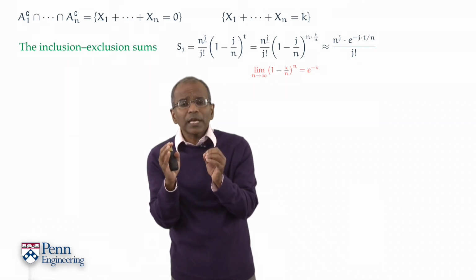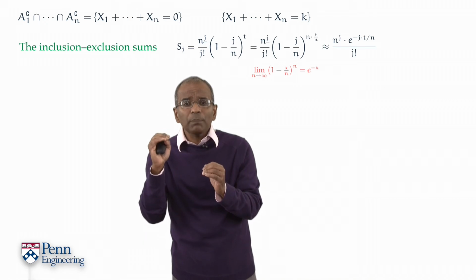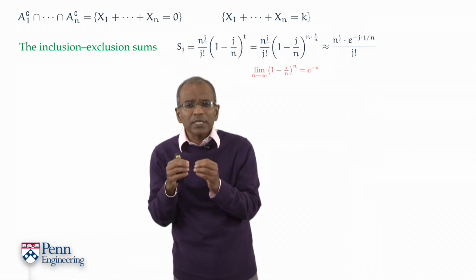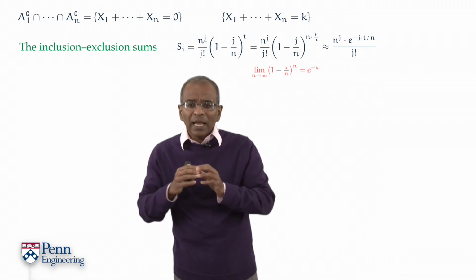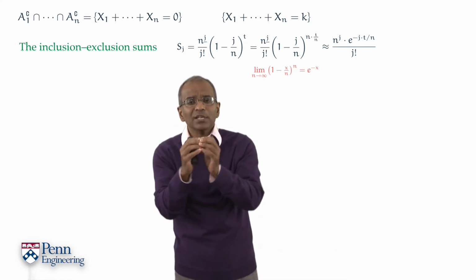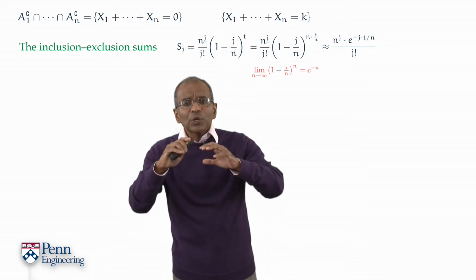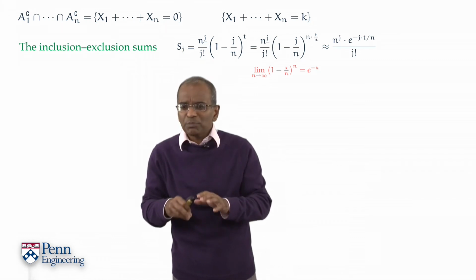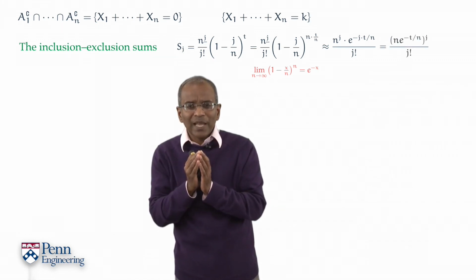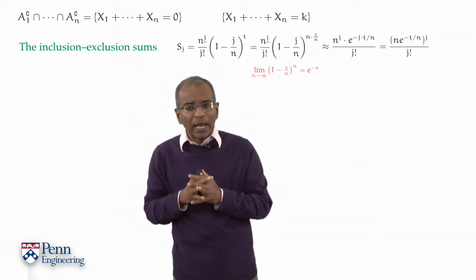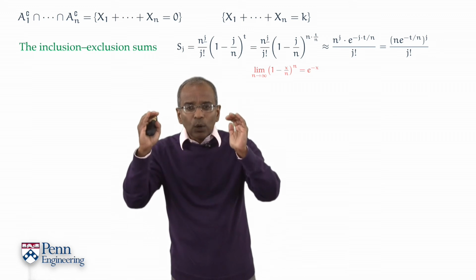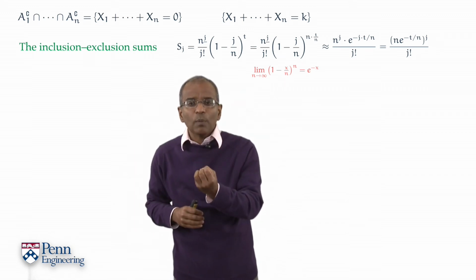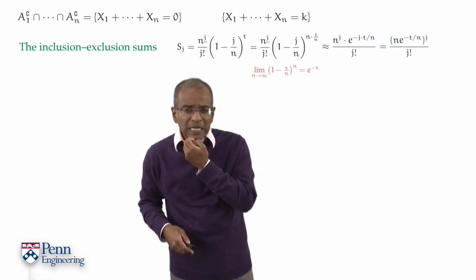We now have something in the numerator which looks like a power of j. n to the j falling is going to be approximately n to the power j for large n and modest j. And then we have e to the minus t over n, to the power j. Well, let's group the power j's together, purely algebraically. And now in the numerator, in the round brackets, we have n times e to the minus t over n, the whole to the power j. In the denominator, we have j factorial.